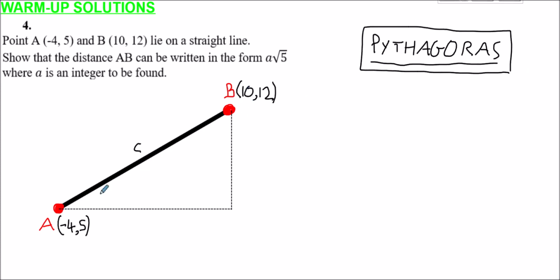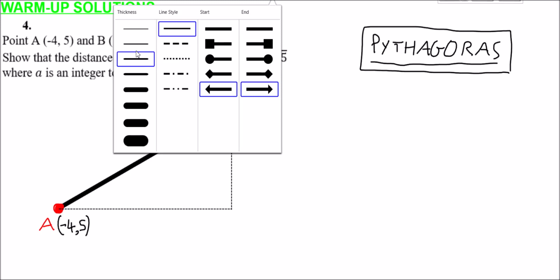So let's have a look at these x coordinates. So x at A is minus 4. It goes up to 10 at B. And so from minus 4 to 10, that tells us that this distance here has to be 14. So along the bottom, the distance we have is 14. So we can add this in now.